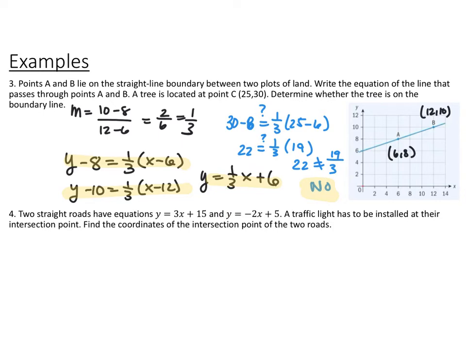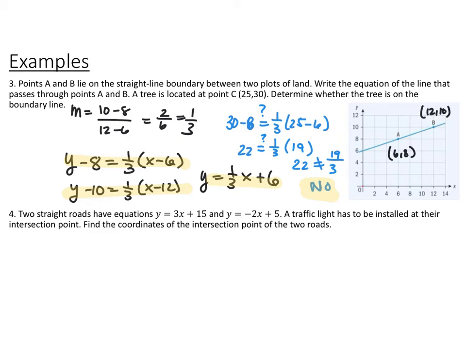So then to test whether or not the tree is on the line or not, I just plugged in the point 25, 30 for x and y into one form of the equation. I just did this first one here. And I got that 22 was equal to 19 over 3, which is not true. So therefore, the tree is not on our boundary line.